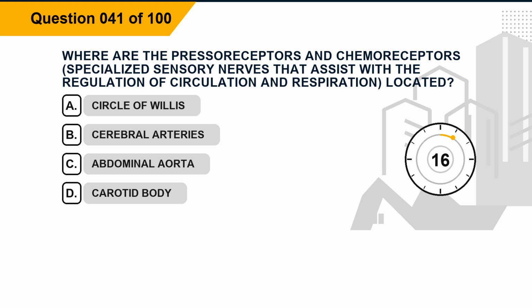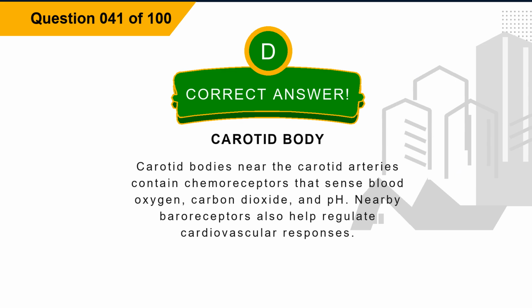Question 41. Where are the pressoreceptors and chemoreceptors, specialized sensory nerves that assist with the regulation of circulation and respiration, located? Option A, circle of Willis. Option B, cerebral arteries. Option C, abdominal aorta. Option D, carotid body. The correct answer is option D, carotid body. Explanation: carotid bodies near the carotid arteries contain chemoreceptors that sense blood oxygen, carbon dioxide, and pH. Nearby baroreceptors also help regulate cardiovascular responses.